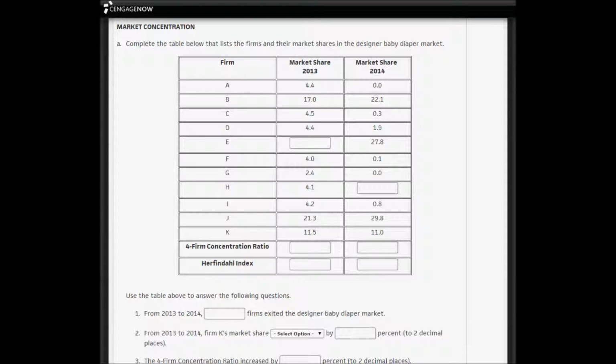In problem 4, we're going to calculate two very common measures of market power or market concentration. The first is the four-firm concentration ratio, and the second is the Herfindahl index. Here we have the market share of several firms for 2013 and 2014. I already copied this table into Excel.